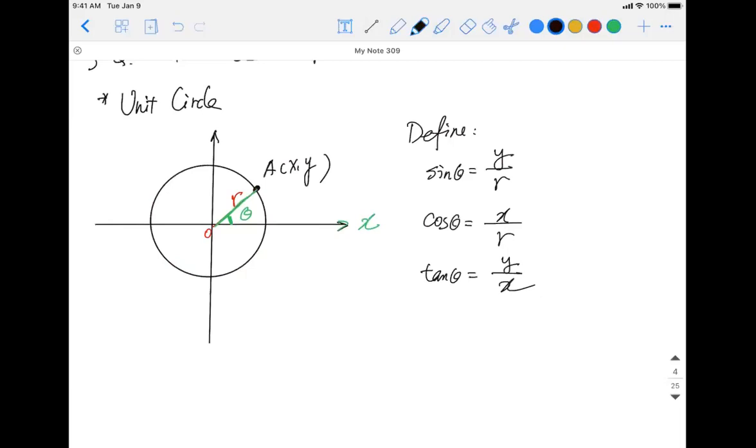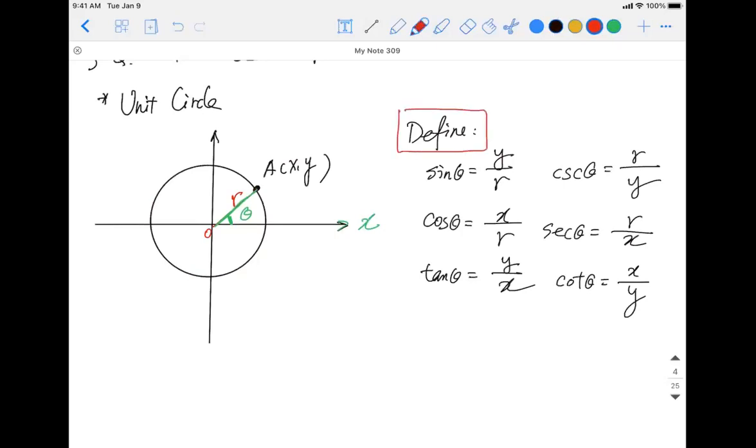If I take the reciprocals, I get three less important trigonometric functions, but I'm still going to write them here. Cosecant theta is the reciprocal of sine, r over y. Secant theta is the reciprocal of cosine, r over x. And cotangent theta is the reciprocal of tangent, x over y. Again, this is just a definition, nothing really special.